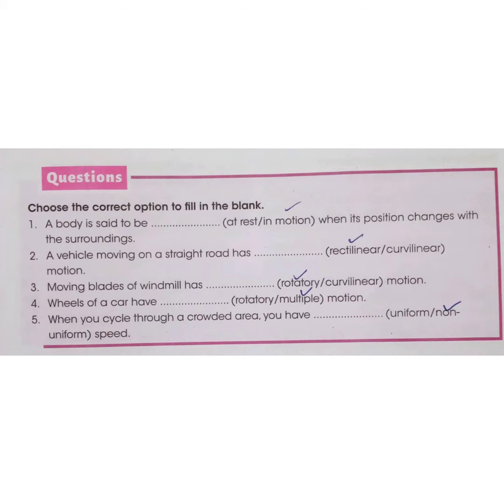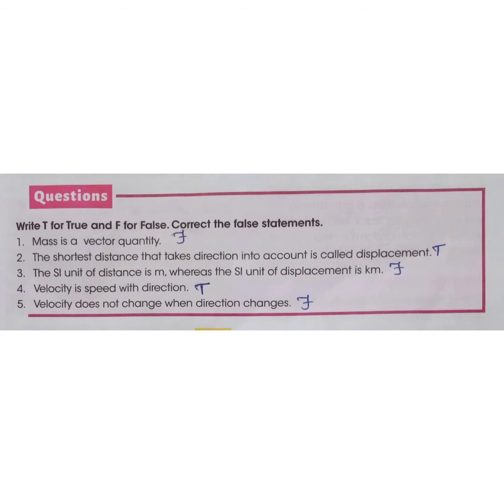Next exercise from page number 33. Question, write T for true and F for false. Correct the false statements. Question number 1. Mass is a vector quantity. Answer is false because mass is a scalar quantity. Second one, the shortest distance that takes direction into account is called displacement. Answer is true.